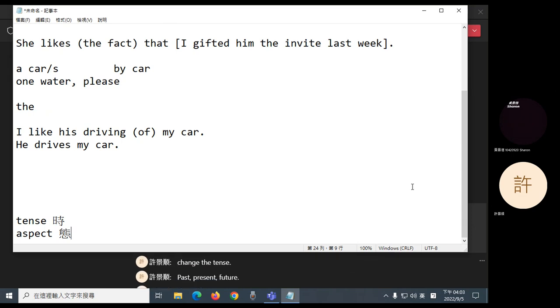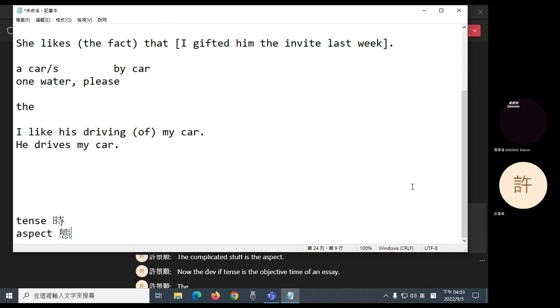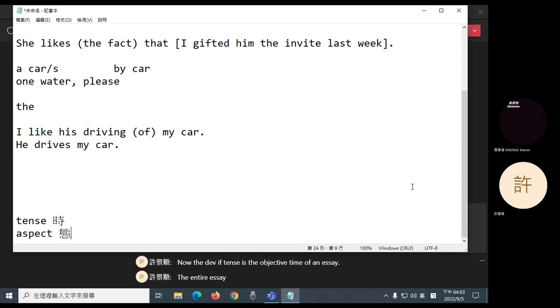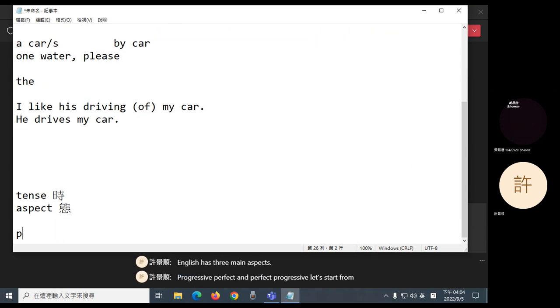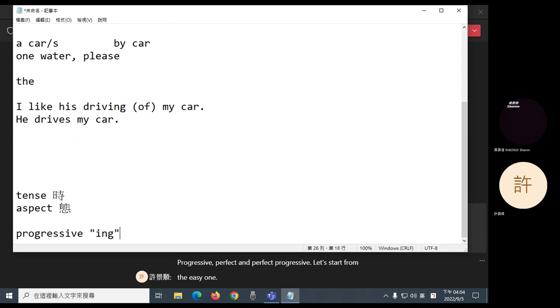The complicated stuff is the aspect. Now, if tense is the objective time of the entire essay, the aspect is the relationship between one sentence and another sentence. English has three main aspects: progressive, perfect, and perfect progressive. Let's start from the easy one. In Chinese, we call this 进行式.